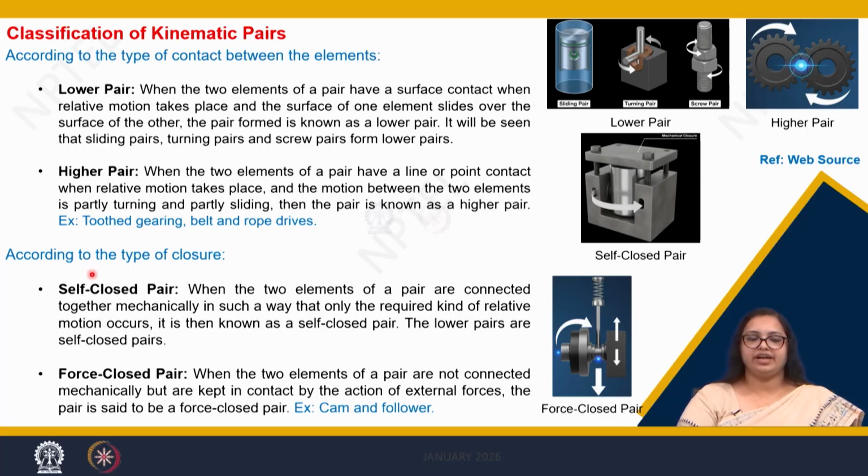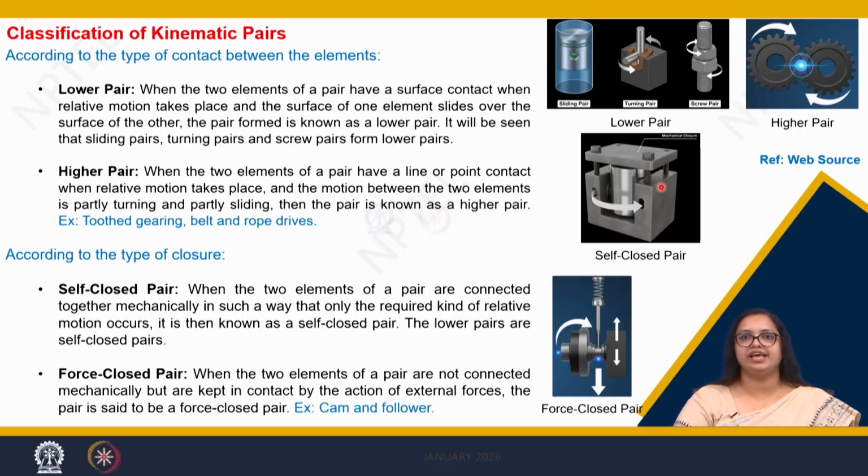Now, the third kind of classification is according to the type of closures. So there are some self-closed pairs and there are some forced closed pairs. The example of the self-closed pair you can see here, where there are multiple elements and we close the different elements with different nuts and bolts, or we can say different elements are assembled together without any external effort. We call it a self-closed pair.